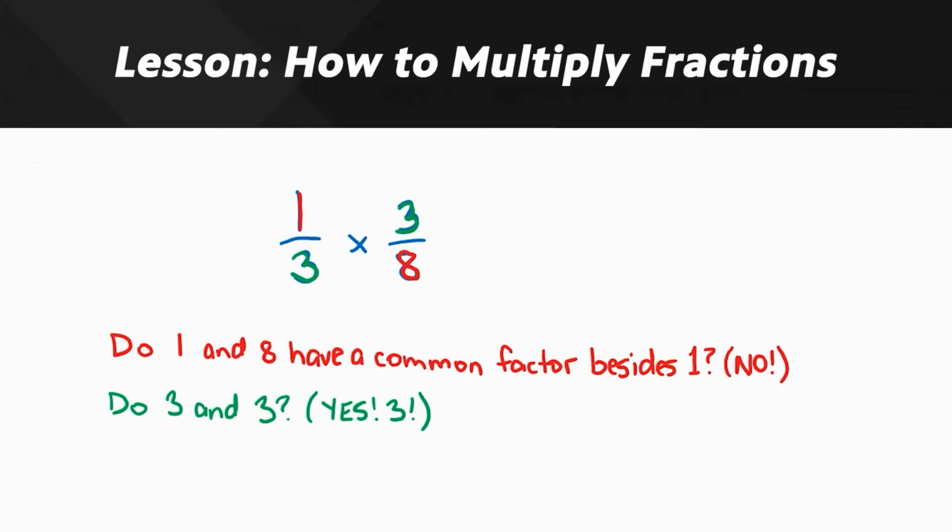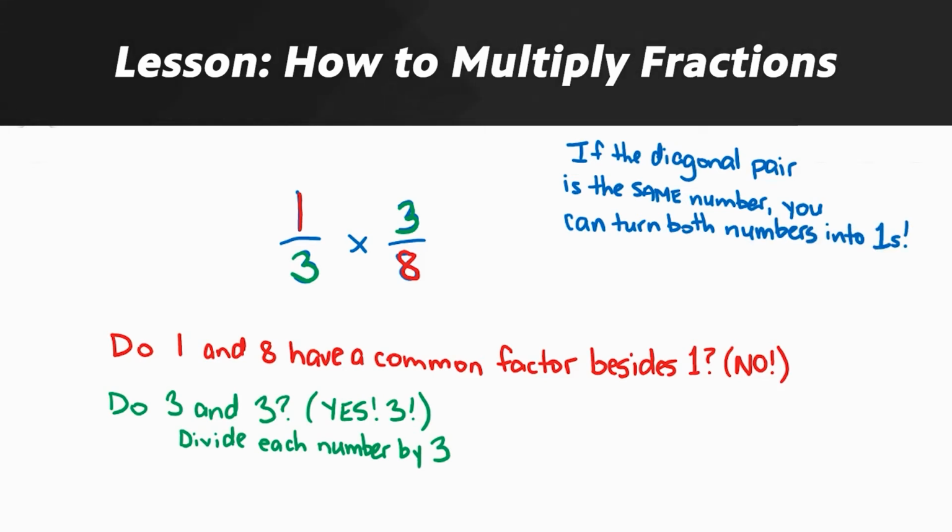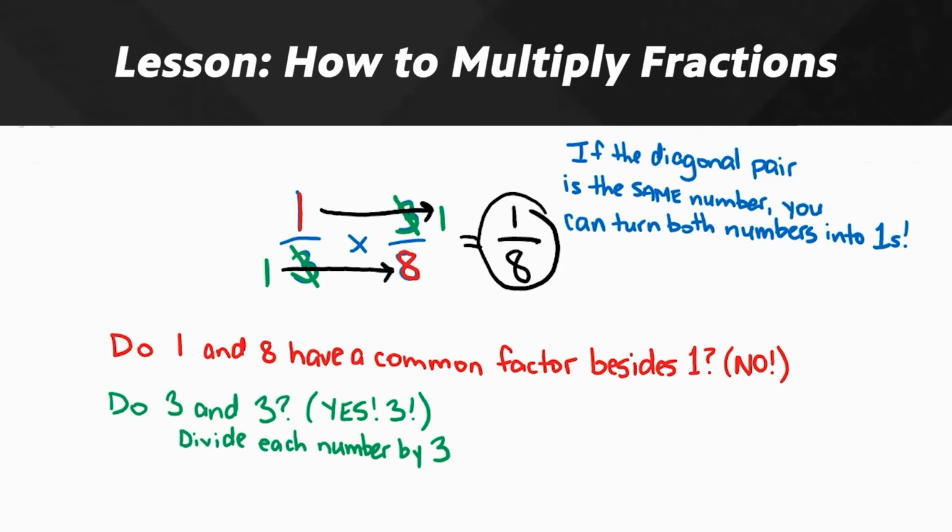Yes. In fact, if the numerator and denominator are the same, I can replace both of those numbers with ones. So I'm going to cross out the 3 here and replace them both with the number 1. Now I can multiply straight across to get 1/8, and guess what? You're already in simplest form. Now you might think that this is unnecessary, and for a problem like this, it very well might be. But let's take it a step further and try it with something a bit trickier.